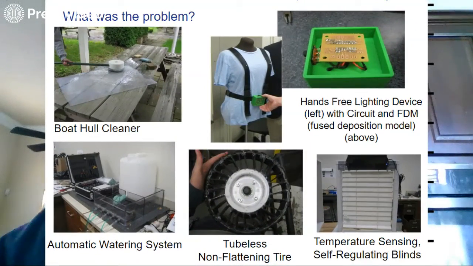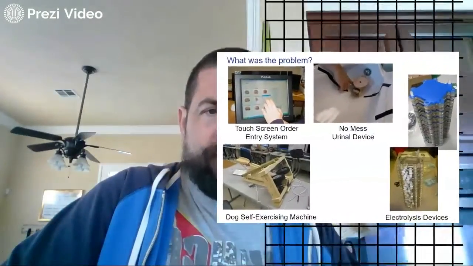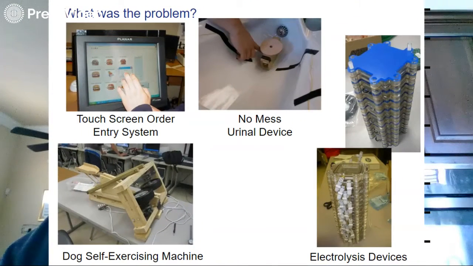And then here's just a few more. We've got an automatic watering system for a garden, hands-free lighting device, a tubeless tire, lots of different examples. I think this is the last one. You've got a dog exercising machine here. I believe that's one where the dog can drop a ball into this device and it throws it for them. Kind of nice.